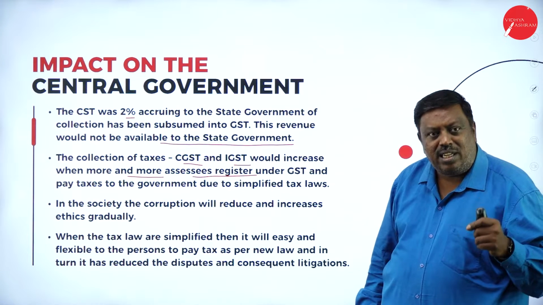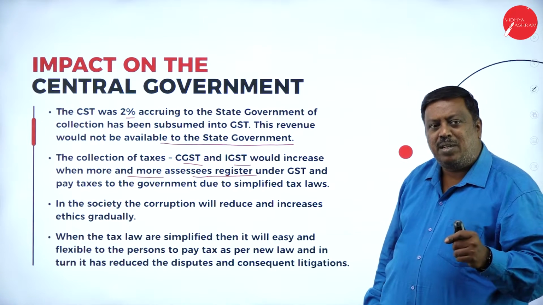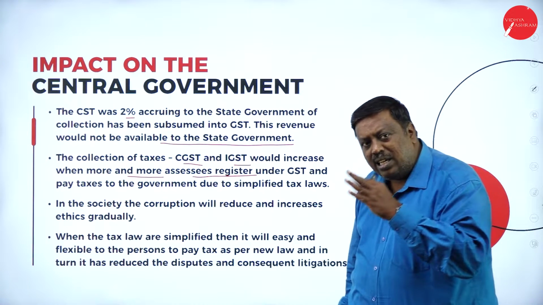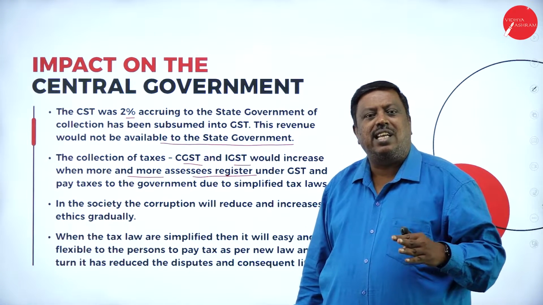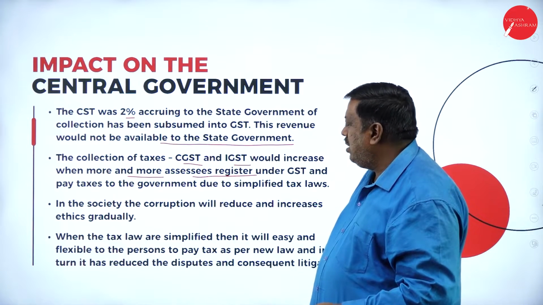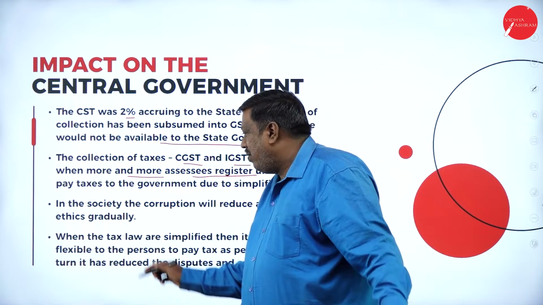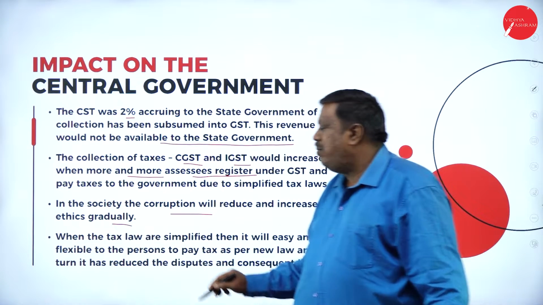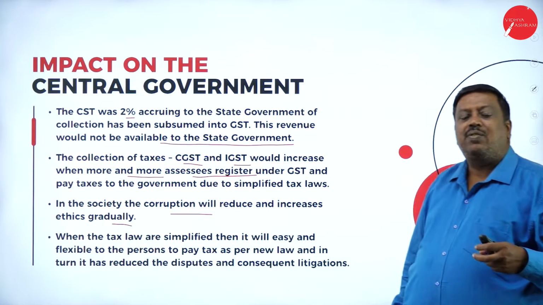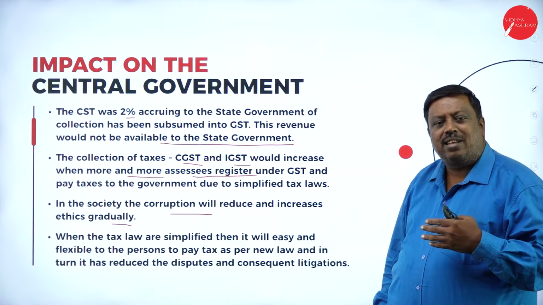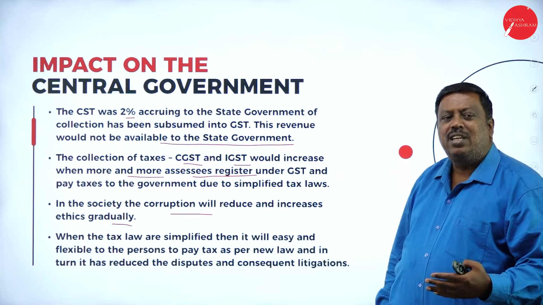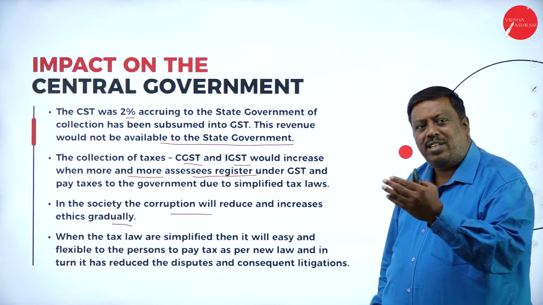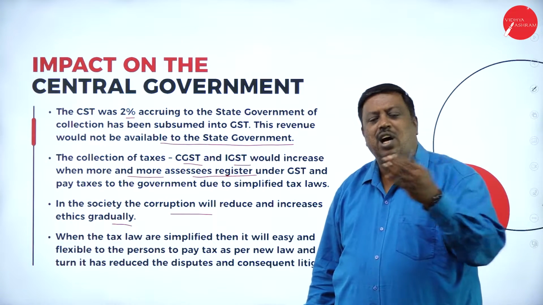Earlier, it was difficult. Now, it is made easy for business people to start a business, and even existing businesses can come under the bracket of GST and get benefited from all the sources they have. In society, corruption will reduce and ethics will increase gradually. It means fraudulent activities can be reduced and the benefit can be given to the consumers, and there will be a healthy relationship between the manufacturer, wholesaler, retailer and consumer, and with the government also.